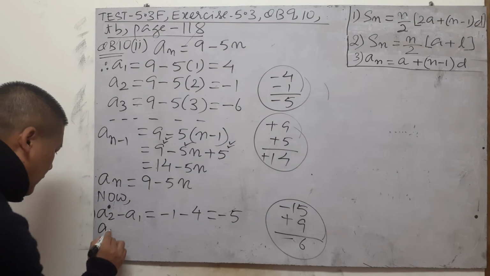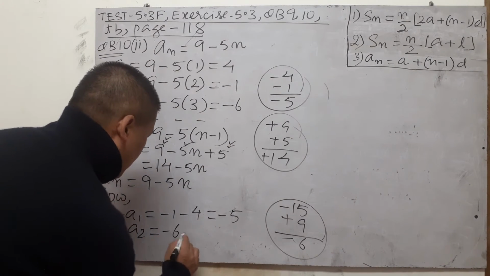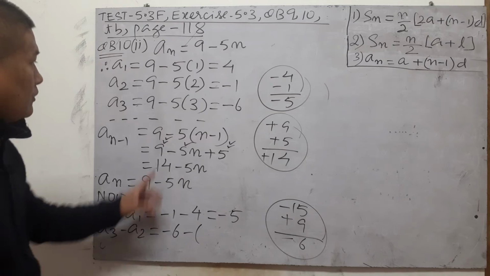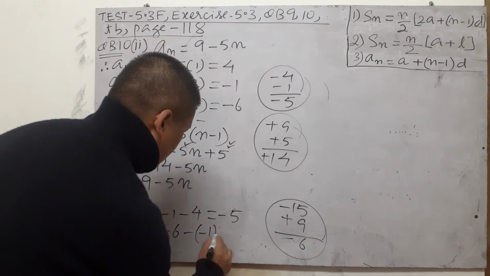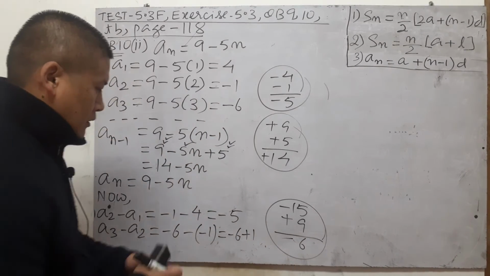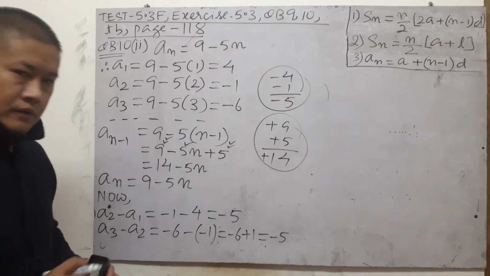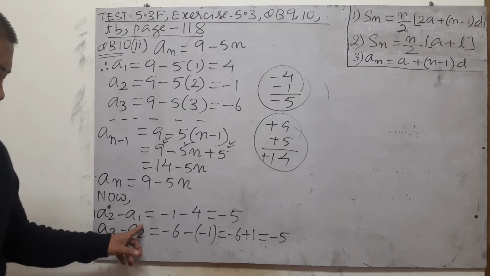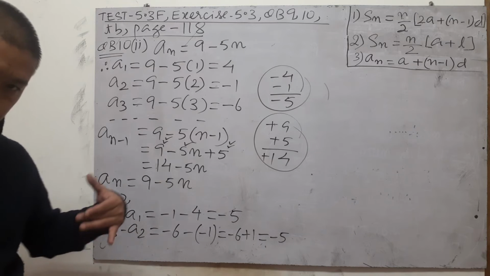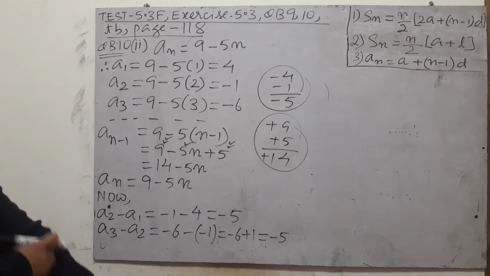Then similarly, A3 minus A2. Be careful here, minus 6 is A3, minus here A2. A2 is again minus, so put bracket, minus 1. So that will be minus 6, minus in the minus, plus 1, which will be equal to minus 6 plus 1 is minus 5. So it seems to be the same. First A2 minus A1, the formula for common difference, is minus 5. A3 minus A2 is also minus 5. Seems to be the same, so most probably this is also an AP.